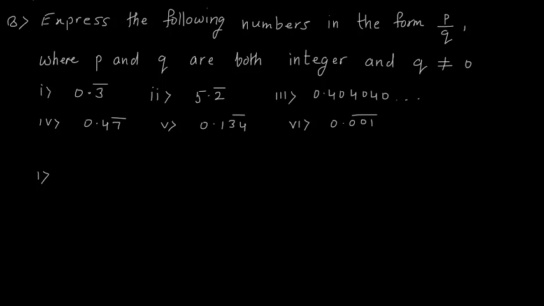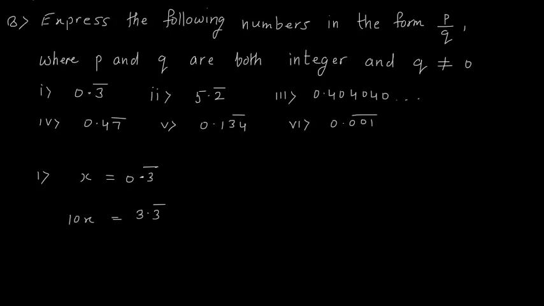So, what we will do? We will consider that x is equals to 0.3 bar. Now what next I will do, here you have to see that on one digit only we have bar, so we multiply this number by 10. So I will get 10x is equals to 3.3 bar. 0.3 bar means what? 0.3333 and so on. So when I multiply by 10, I will get 3.333 and so on. So I will get 3.3 bar.